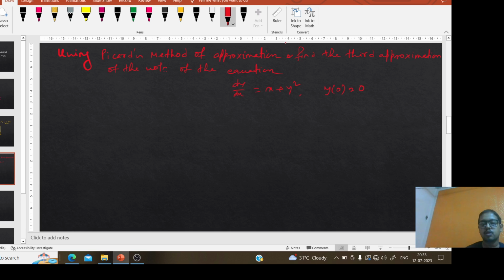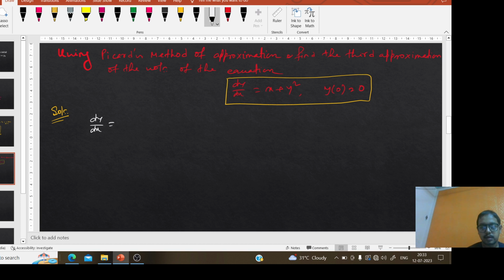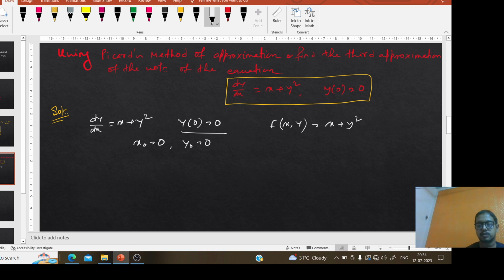So we have to solve this differential equation, or this initial value problem, by using Picard's method. Let us discuss how to solve this. It is already given that dy/dx is equal to x plus y square, and y of 0 is equal to 0. That means x0 is equal to 0 and y0 is equal to 0. f of x, y is equal to x plus y square.